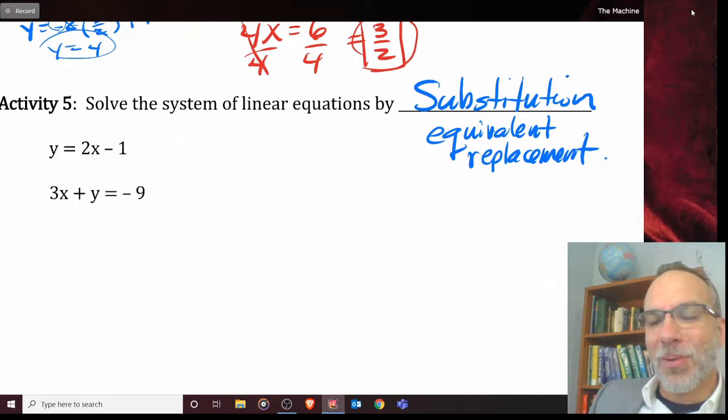I don't know that anybody can replace me. What does it mean to be equivalent? Well, okay, that's open for debate. But in mathematics, it's got to be the exact value, okay?